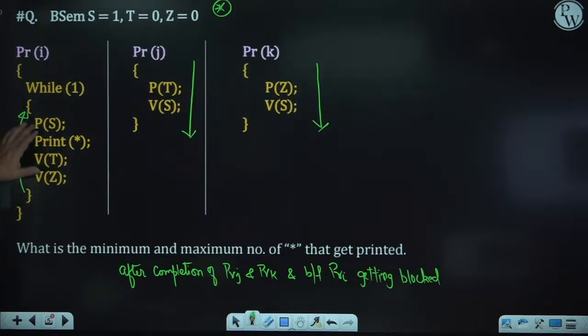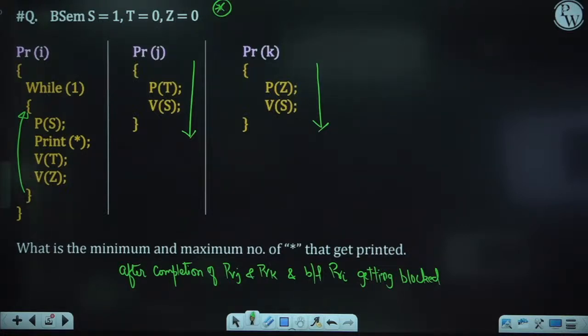Process I is performing down on S, print star, up on T, up on Z. Process J is performing down on T, up on S. Process K is performing down on Z, up on S. So tell me, what is your response?